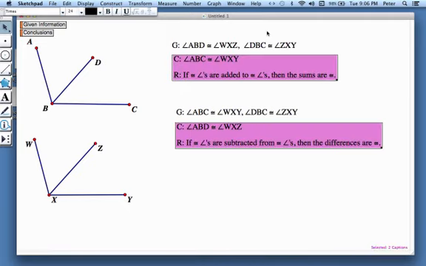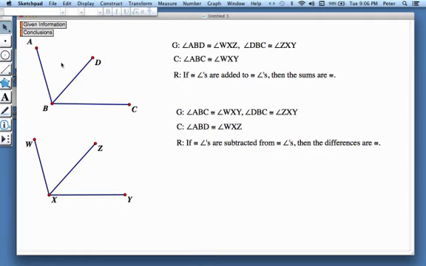Okay, hopefully your first conclusion was that this larger angle ABC was congruent to the larger angle below, WXY. That's because if congruent angles are added to congruent angles, then the sums are congruent. For the second given, we could show that angle ABD, the smaller angle at the top, was congruent to angle WXZ, the smaller angle at the bottom. Because if congruent angles are subtracted from congruent angles, then the differences are congruent.